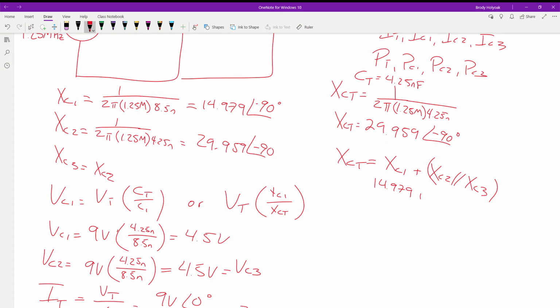So if we take the 29.959 in parallel with itself, we can either do product over sum, we can do the inverse method, or we could take that value and divide it by 2. Either way, we're going to get the same result. This one just happens to work out where everything adds back up to the same values. Make sense? Okay.